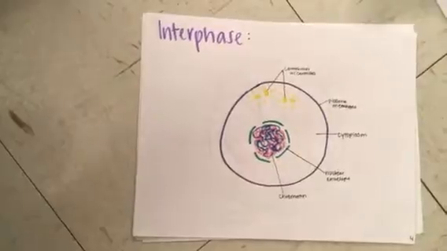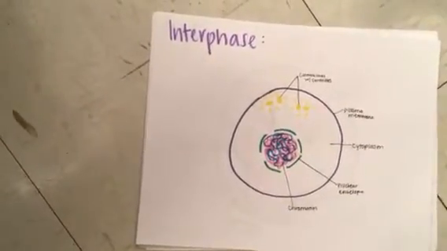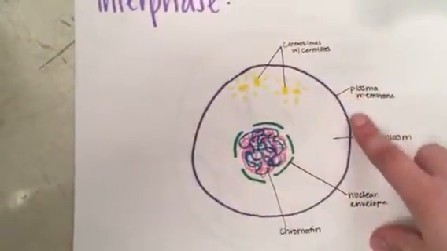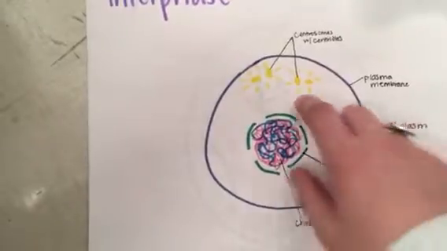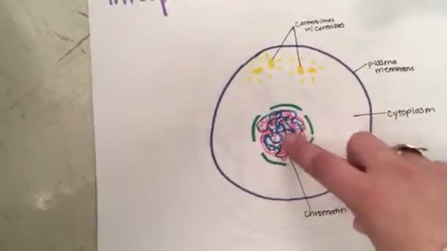Interphase is the phase of growing that the cell is usually in. In interphase, there are chromosomes with centrioles. This is the plasma membrane. The cytoplasm is the area within it. The nuclear envelope encompasses the chromatin, which is inside of it.